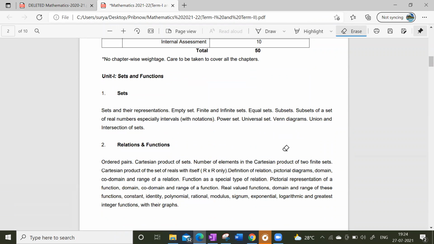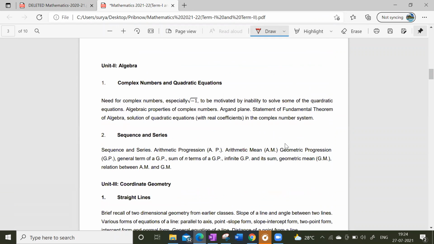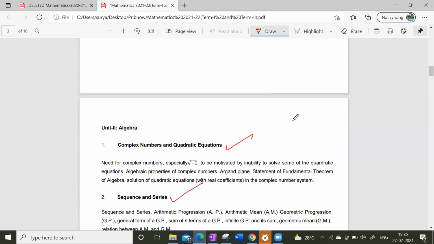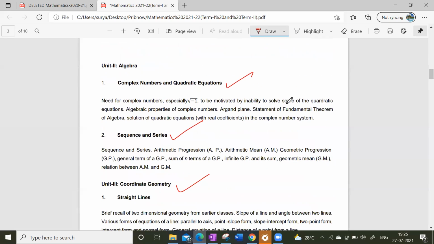So first sets and relations and functions. After that, complex numbers and quadratic equations, sequence and series, coordinate geometry. In coordinate geometry, you will be learning straight lines. In calculus, you will be learning limits. And statistics and probability is unit 5. So these are the chapters we need to finish by November. So far we have done complex numbers and quadratic equations. Sequence and series we are about to finish within one more class.